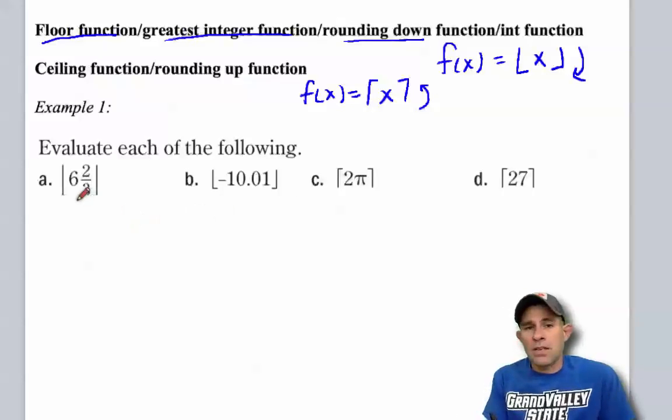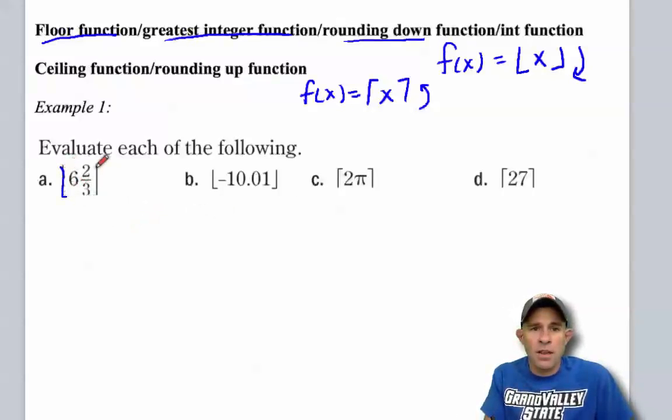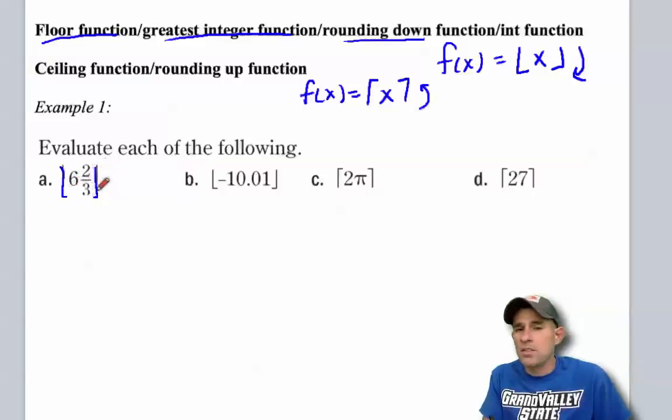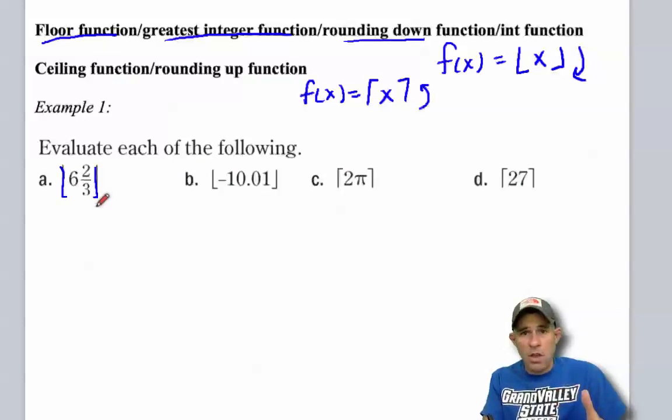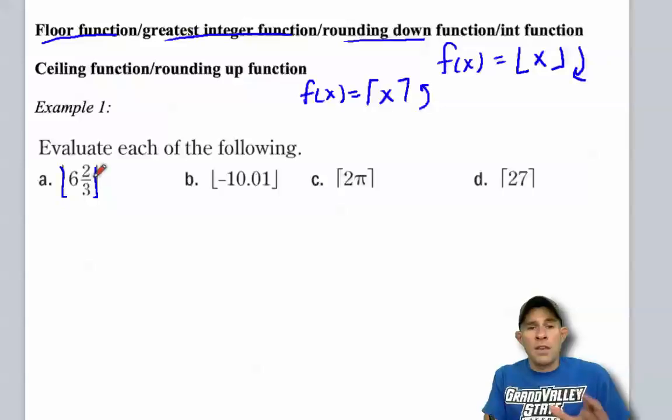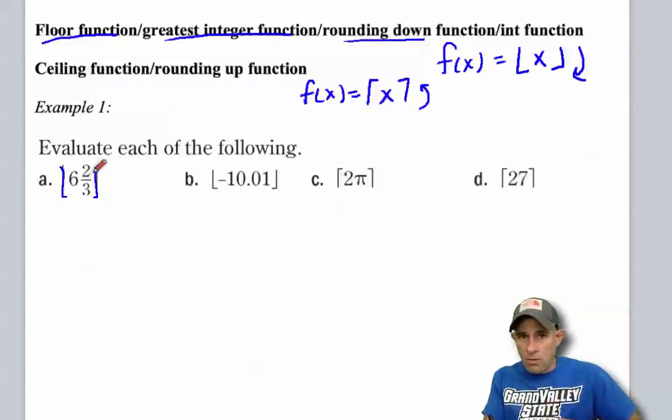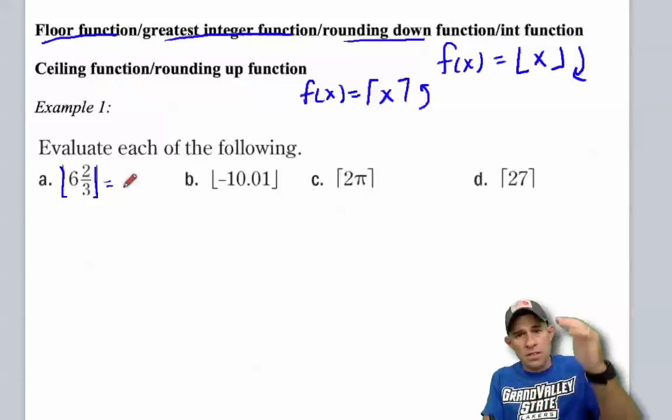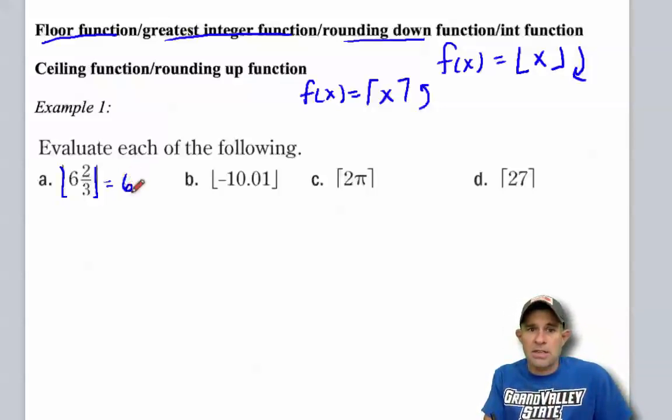So let's get a little bit of practice here. Evaluate the following, and it looks like we're missing some brackets. We have 6 2/3 that's being rounded down. So we're looking for the integer that we round down to, the next greatest integer. If we have 6.6, it's got to get rounded down to just 6.